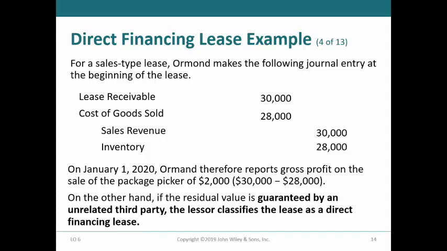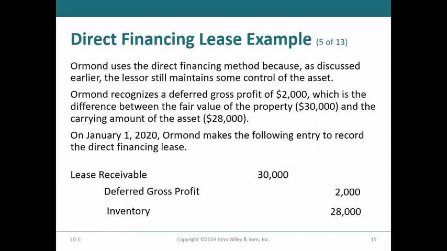Now we are going to consider this same lease as if the $6,000 is not guaranteed by Amazon but by an unrelated third party. In this case, the lease would be considered to be a direct financing lease instead of a sales-type lease. In a direct financing lease, Ormond would defer the gross profit on the sale of $2,000 and record the lease by debiting lease receivable for $30,000 and crediting deferred gross profit for $2,000 and inventory for $28,000.